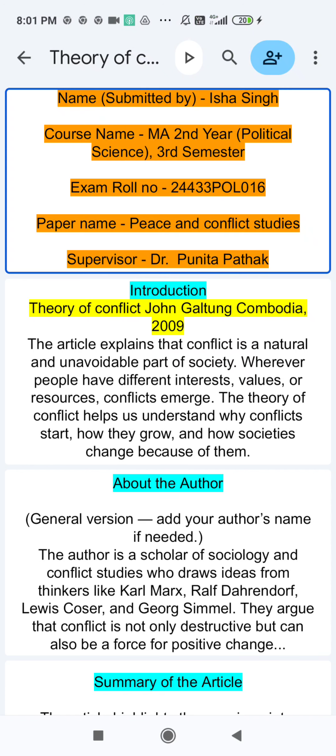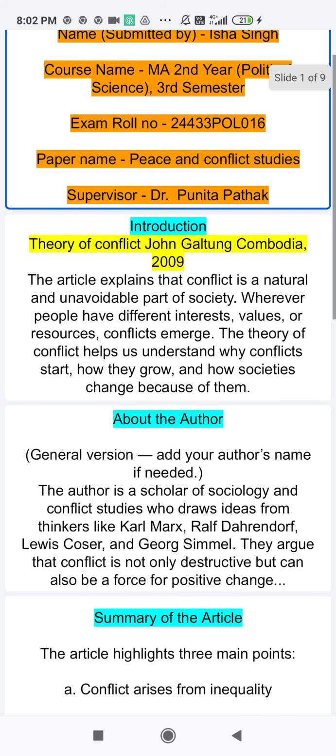Introduction about the topic Theory of Conflict by John Galtung, Cambodia, 2009. The article explains that conflict is a natural and unavoidable part of society. Wherever people have different interests, values or resources, conflict emerges. The theory of conflict helps us to understand why conflicts start, how they grow and how society can respond to them.